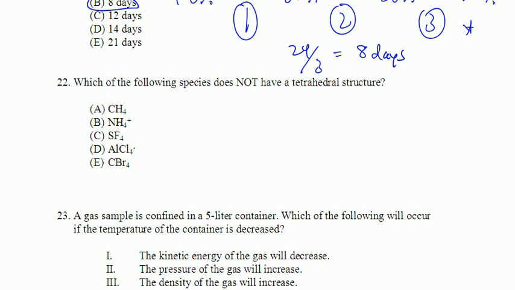Which of the following species does not have a tetrahedral structure? Well, A, immediately CH4 is a tetrahedron. Let's do B out. NH4, boom, boom, boom, boom, boom. We're going to lose an electron from the middle because it's positive 1.